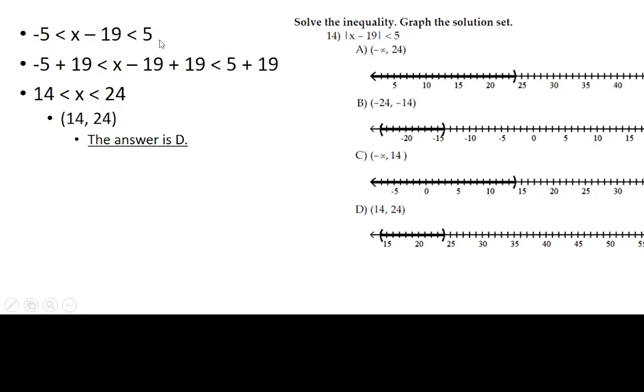Whatever we do in the middle, we do everywhere else. We want to get the x by itself. We want to undo subtracting 19, so we add 19 everywhere. That leaves us with just x in the middle. -5 plus 19 is positive 14. 5 plus 19 is positive 24. So x is between 14 and 24. There's no or equal to's, so those are parentheses for the interval. 14, 24. The answer here is D.